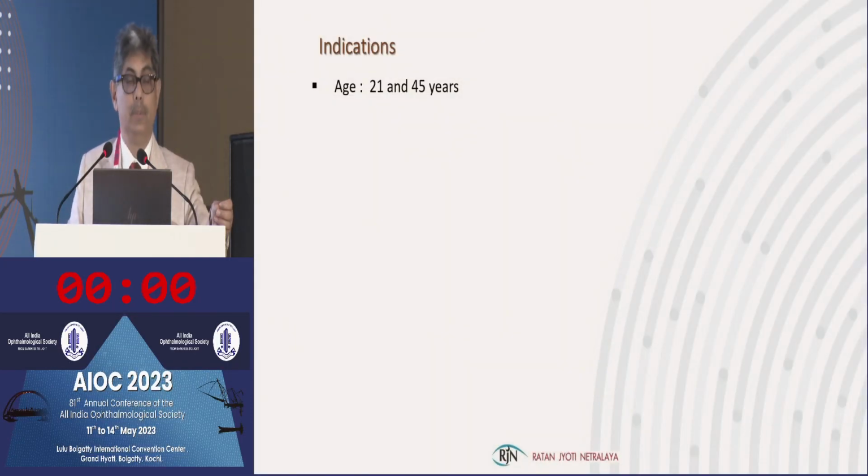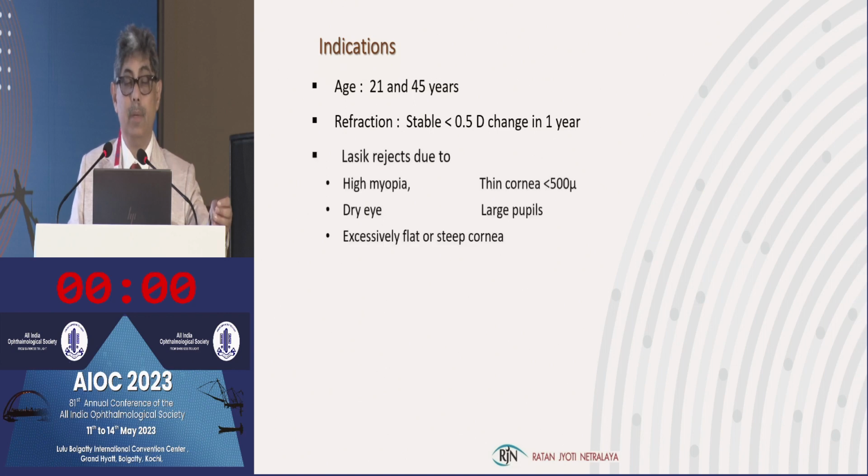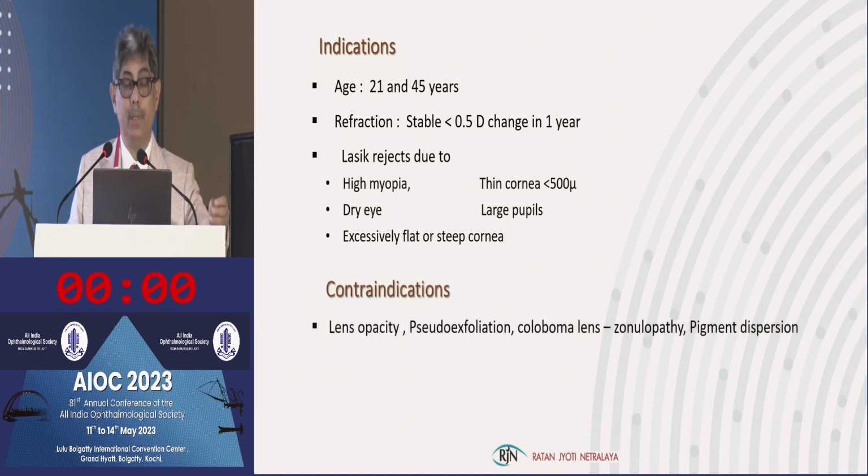It is indicated in patients of 21 to 45 years of age. Refraction stability should be there in all these eyes, with less than 0.5 diopter change in 1 year. It can be used for LASIK rejects when there is very high myopia or the corneal thickness is less than 500 microns, with large pupils, presence of dry eye, excessively flat or steep cornea, or when there is a keratoconus suspect. In such cases also we can go for these phakic lenses.